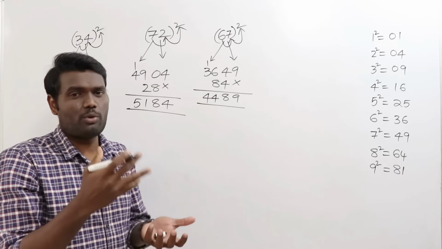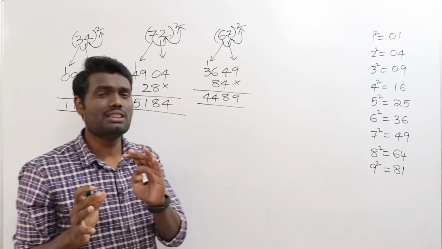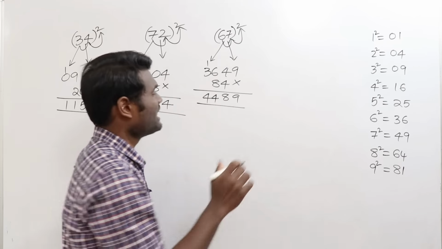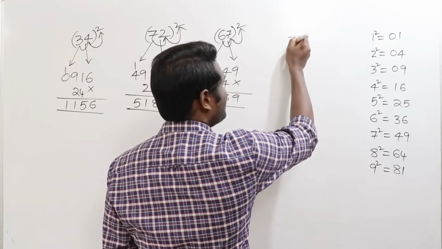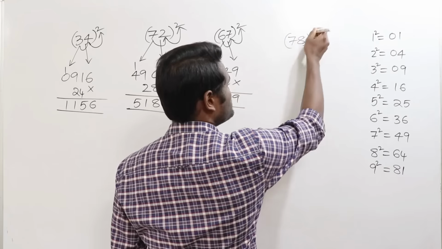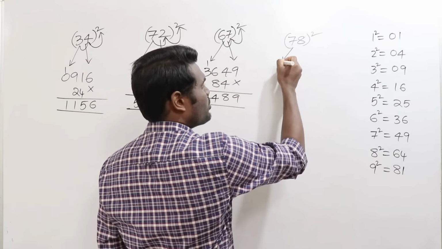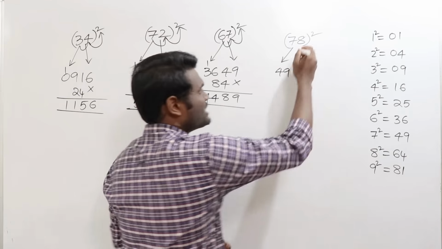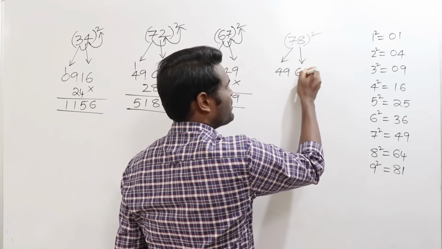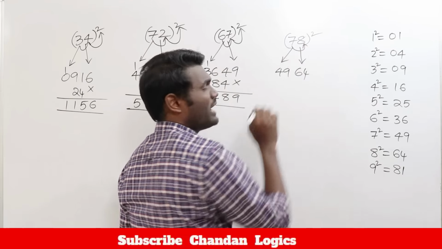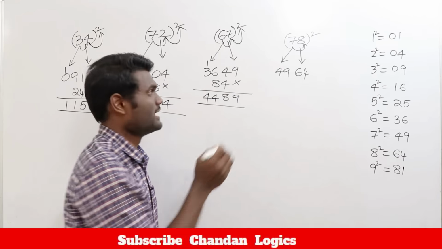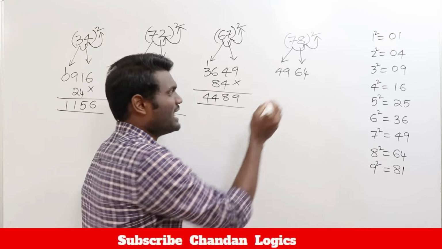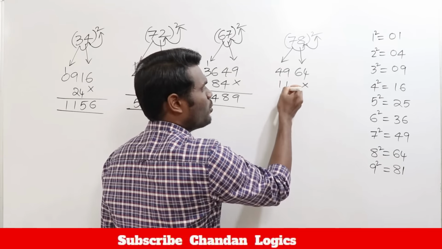Let's look at one more example. These are really simple. For all of these, we'll be following the same procedure. You just need to listen carefully. Let us take the example 78 square. 7 square will be 49. Next, 8 square will be 64. Next, multiply 7 into 8, which is 56. 56 into 2 will be 112. Leave the units place and write 112.